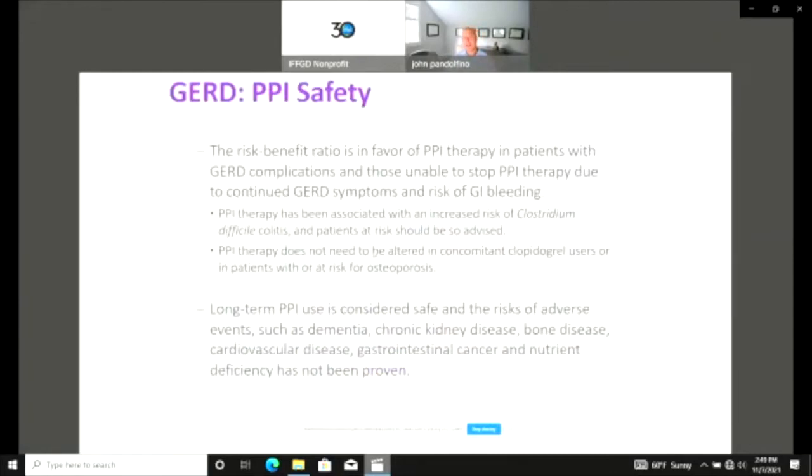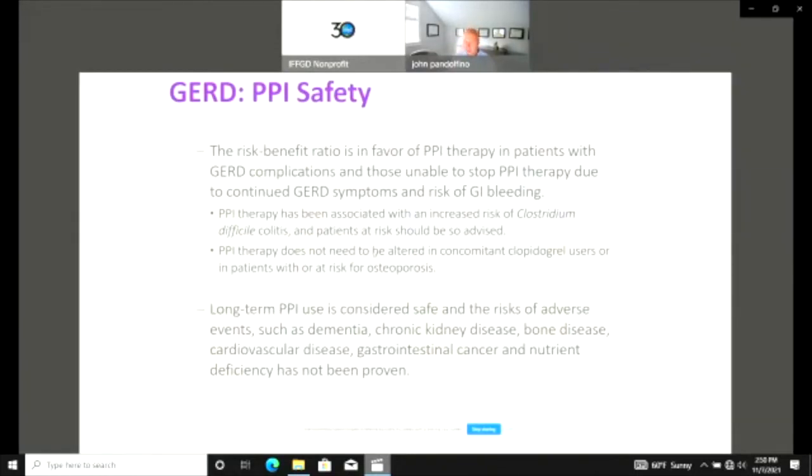Now, that being said, as I mentioned, there is a lot of anxiety regarding PPI use in the lay press, and we believe that the risk-benefit ratio is in favor of PPI therapy in patients with GERD complications, and those who have documented GERD who are unable to stop PPI therapy due to continued GERD symptoms or the risk of GI bleeding. Now, PPI therapy has been associated with a risk of C. difficile or Clostridium difficile colitis, and patients should be advised. So if you do develop diarrhea, you certainly should think about this and talk to your doctor about that.